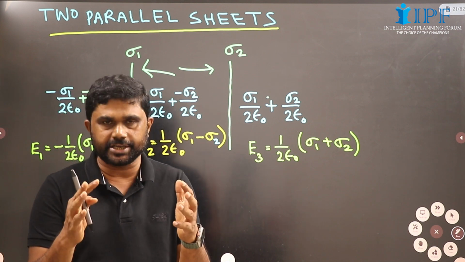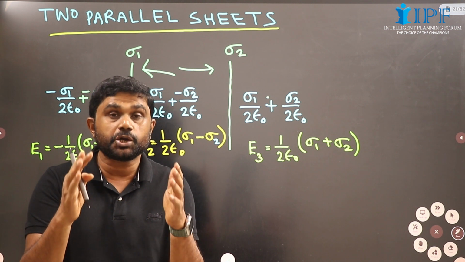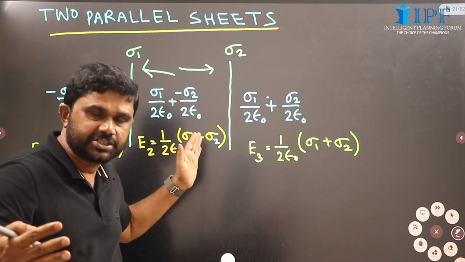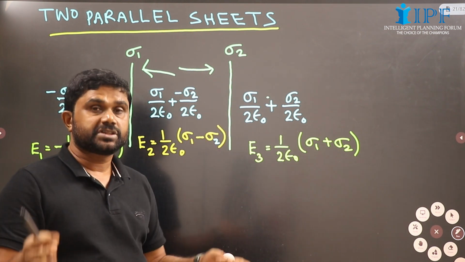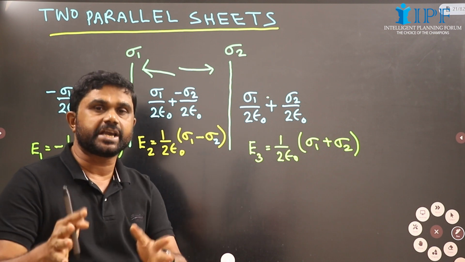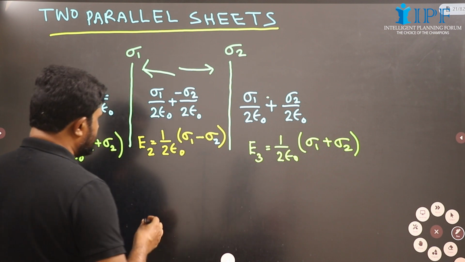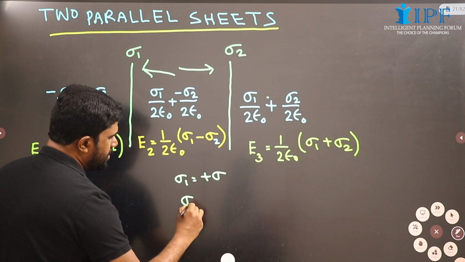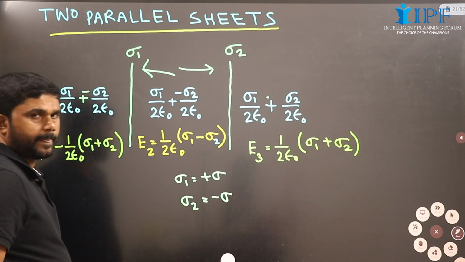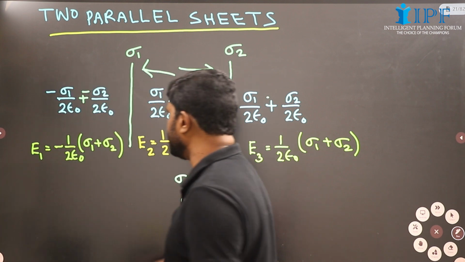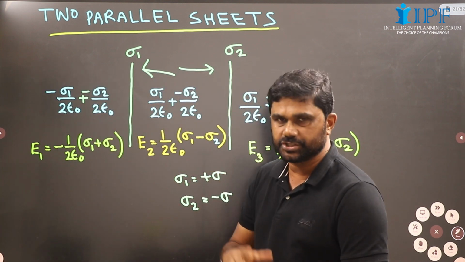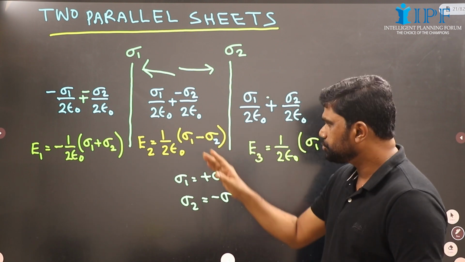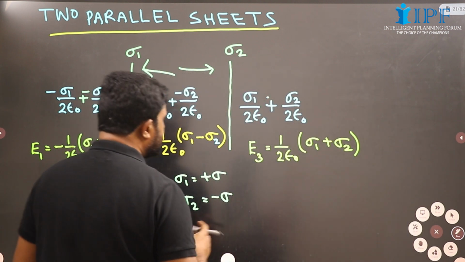Now as a special case, suppose the two plates have equal and opposite surface charge densities. That means the first plate is positively charged and the second plate has negative surface charge density of the same magnitude. Now let's see, sigma 1 is equal to plus sigma, and sigma 2 is equal to minus sigma. So in the first region, plus sigma minus sigma will be 0. In the second region, sigma minus minus sigma will be 2 sigma. So 2 sigma by 2 epsilon 0 will be sigma by epsilon 0.